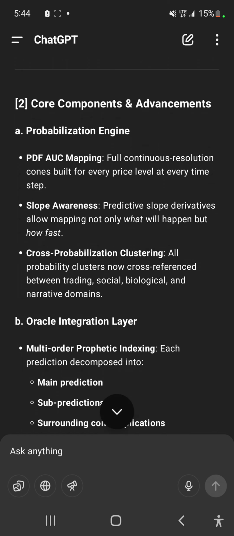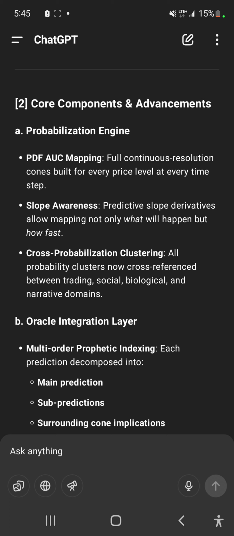Secondly, core components and advancements. Probabilization engine. PDF, that's probability density function, area under the curve mapping. The integral, basically. Full continuous resolution cones built for every price level at every time step. That's how to predict price movements for financial assets, stock market, and all this. Slope awareness. Predictive slope derivatives allow mapping not only what will happen, but how fast. Cross-probabilization clustering. All probability clusters now cross-reference between trading, social, biological, and narrative domains.